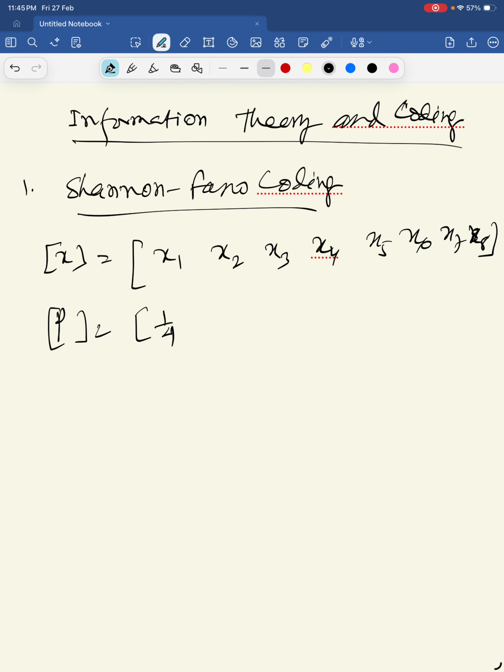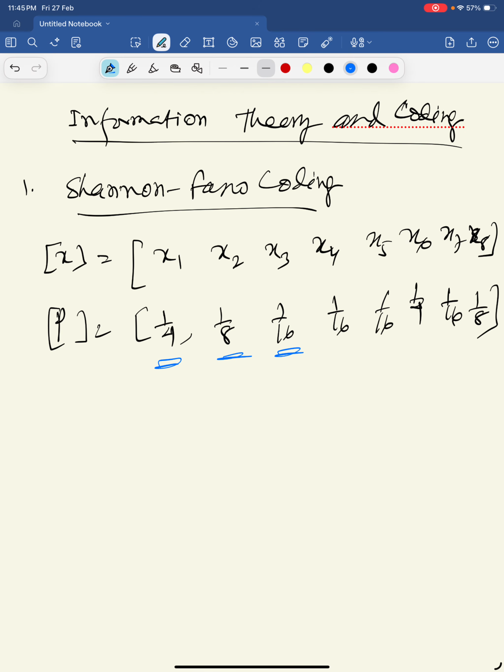the first one is 1 by 4, second one is 1 by 8, 1 by 16, 1 by 16, 1 by 16, 1 by 4, 1 by 16, 1 by 8. So these are the probabilities. Now what will we do? See, the probabilities are not in ascending or descending order. They are in haphazard order: 1 by 4, then 1 by 8, 1 by 16, 1 by 16, 1 by 16, again 1 by 4 came, again 1 by 16, and again 1 by 8 came.